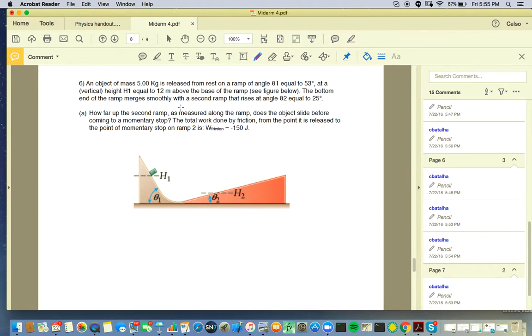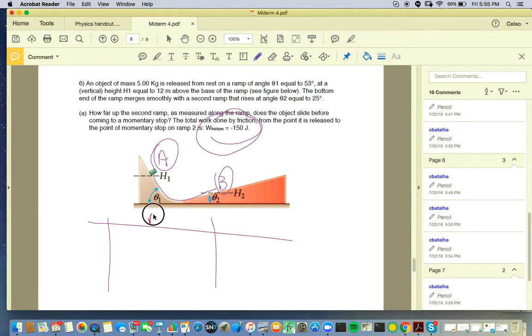Number 6, it's a homework problem. We have an object, mass given, released from rest at this angle, and the only difference from the homework is I add friction. So again, energy conservation, point A, point B, and you have friction all over the way, right? So you do your table with energy conservation, A and B. You could call this part here your ground level, but you could call any other position too.